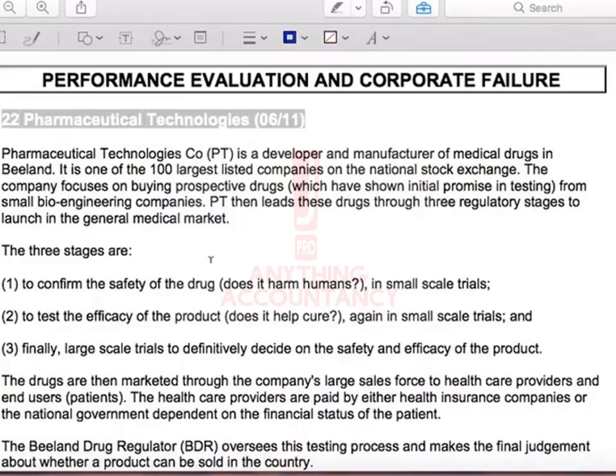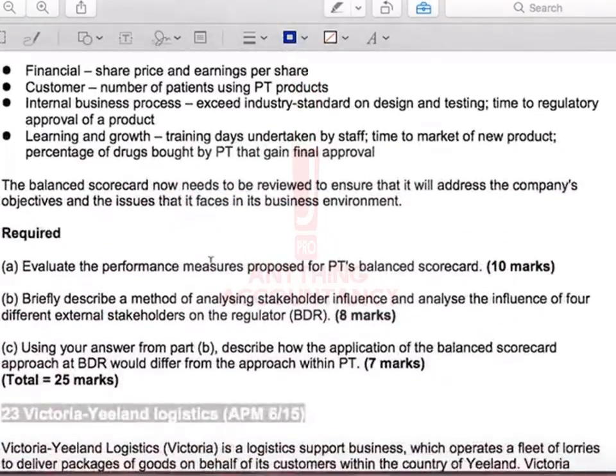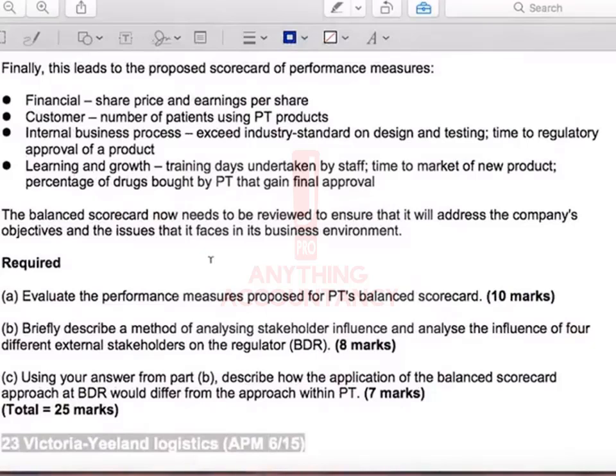Okay, let's look at this one. The question: evaluate the performance measures proposed by PT's Balance Scorecard. It's a bit more complicated question, this one. Briefly describe the method of analyzing stakeholder influence. They just ask you to describe the method, okay? And analyze the influence of 4 different external stakeholders on the regulator of BDR. So different external stakeholders on the regulator.